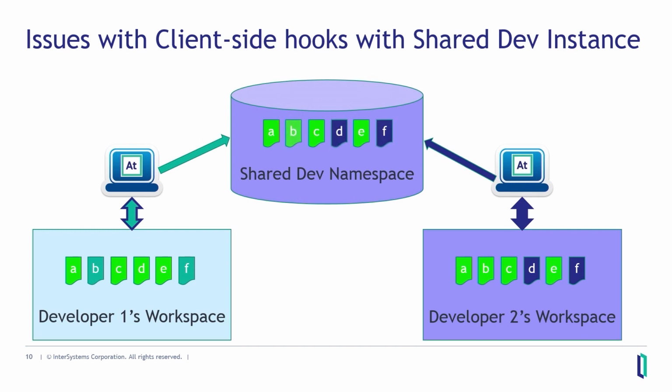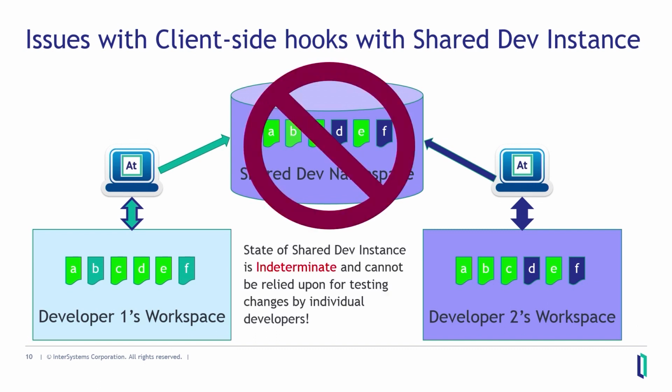And now you've sort of got a king of the mountain type scenario, fighting back and forth between 1 and 2. And it's just going to create frustration. And it's not where we recommend you be in terms of a scenario. So the state of the shared dev instance is indeterminate, and cannot be relied upon for testing changes by individual developers. A developer can't rely that their change is going to stay there throughout the duration of their test with this scenario.